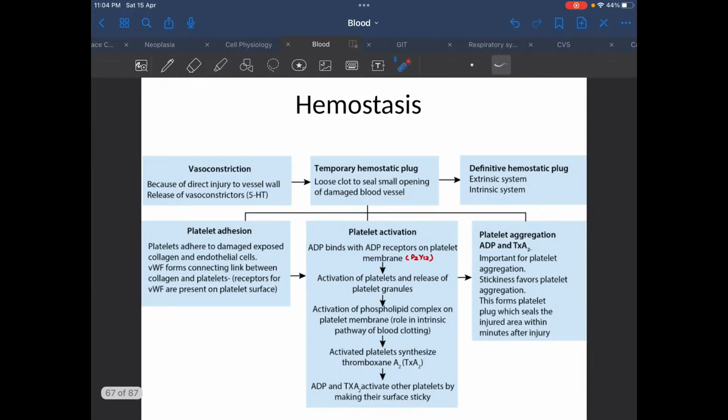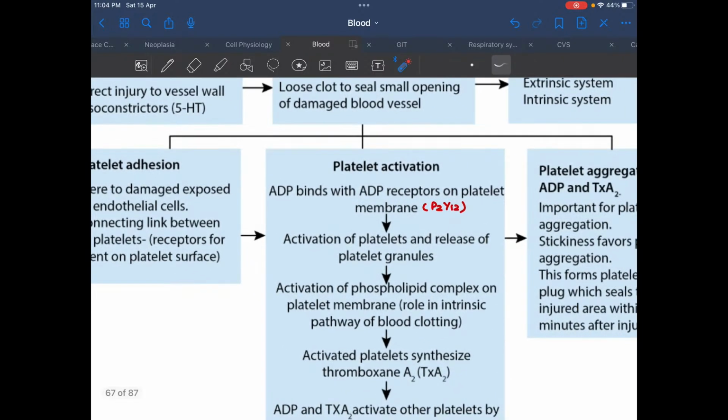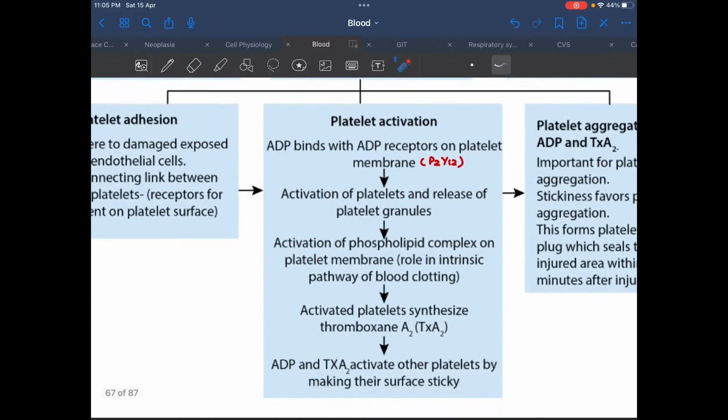Okay, so how does hemostasis occur? First, vasoconstriction is going to occur whenever there is injury. Now, what you're going to have is the formation of a temporary hemostatic plug. How will that form? First, the platelets adhere to either the collagen or the VWF. Now the platelets undergo activation. The ADP released from the granules binds to your platelet membrane, and that leads to activation of your platelets and release of your platelet granules.